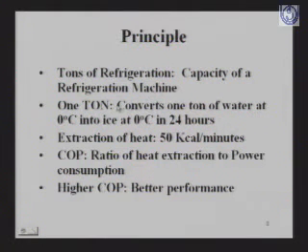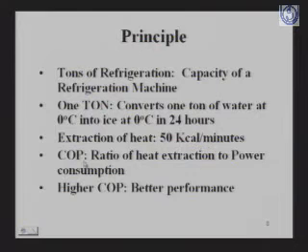Like 1 ton, we say it converts 1 ton of water at 0 degree centigrade into ice at 0 degree centigrade in 24 hours. That is known as the capacity of the refrigeration. You must have heard when we say the capacity of our AC unit is 1 ton. So this is to say that this unit can convert 1 ton of water at 0 degree centigrade into ice at 0 degree centigrade in 24 hours. In terms of extraction of heat, it is around 50 kilocalories per minute.